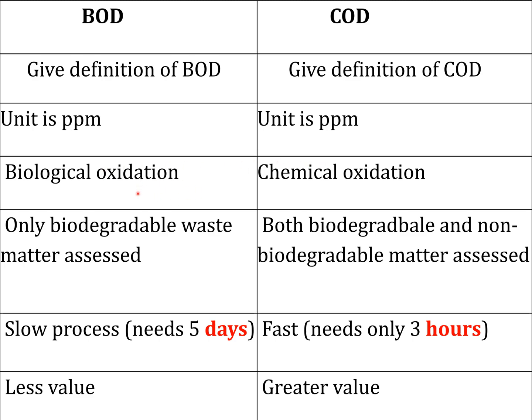Now in BOD, we are considering biological oxidation. In COD, we are considering chemical oxidation. In BOD, we are considering only the degradation of biodegradable waste matter, whereas in COD, we are considering both biodegradable as well as non-biodegradable, also chemically degradable. Now, BOD is a slow process. It requires at least 5 days. COD, whereas, is a fast process. It requires only 3 hours or less. Now, BOD is lesser value, COD greater value. That is, COD is always greater than BOD. So this gives you a comparison of BOD and COD. Please remember, this is an important question for KTU also.